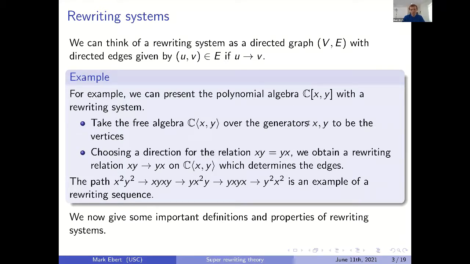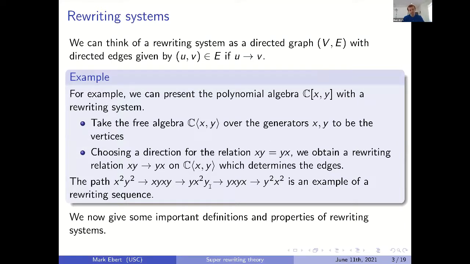The generators will be x and y, but we can think of the vertices as the free algebra over x and y. And then to get the rewriting rule, we just orient the commutativity relation. So let's just pick xy goes to yx. So this relation determines the edges of this directed graph.